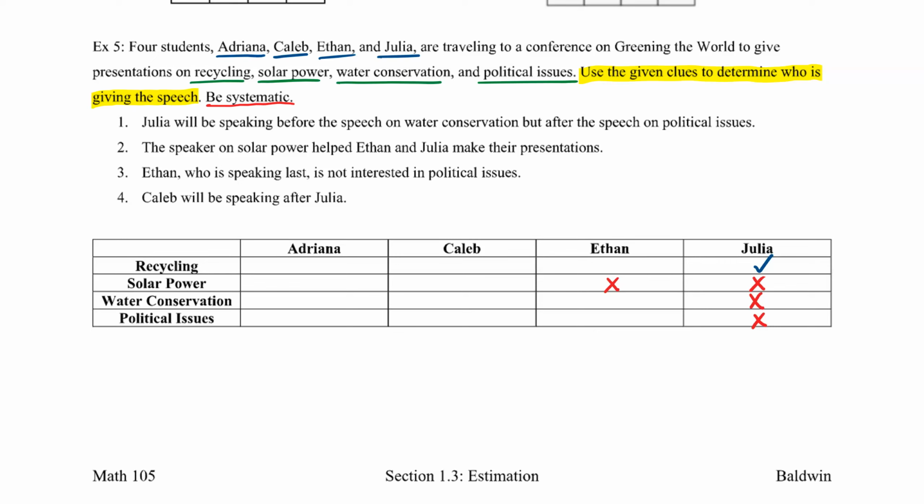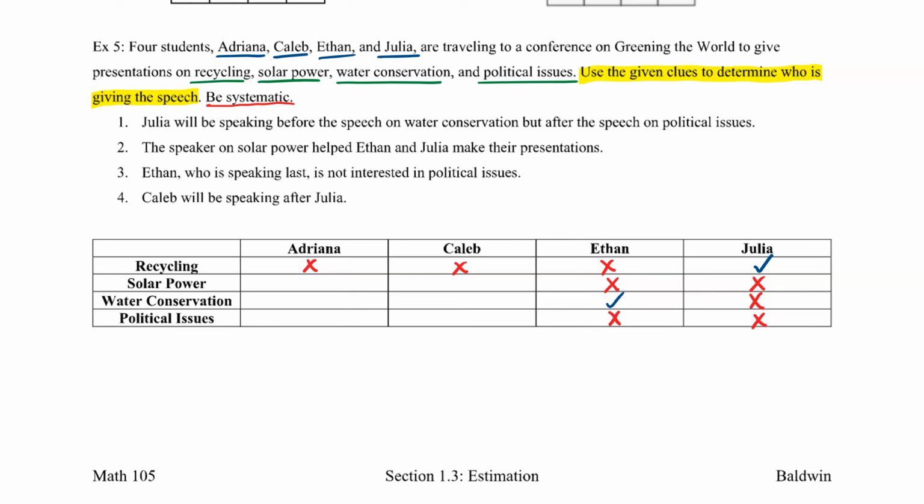Ethan is speaking last. He is not interested in political issues. So Ethan's not doing political issues. But we also know, solidifying the fact that Julia is doing recycling, nobody else is going to speak on recycling. So that means Ethan must be speaking on water conservation.